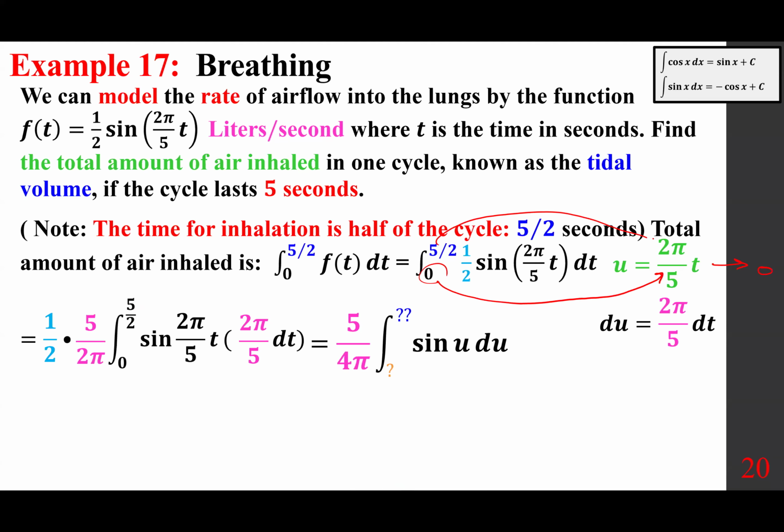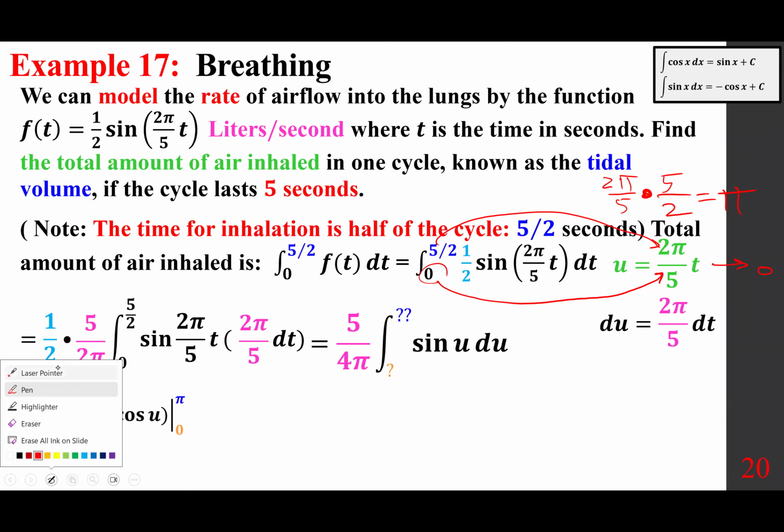If I put 5 halves here, I get 2 power 5 times t, which is 5 halves, and that's pi. So now I have my limits. 5 over 5 pi sine becomes minus cosine from 0 to pi.